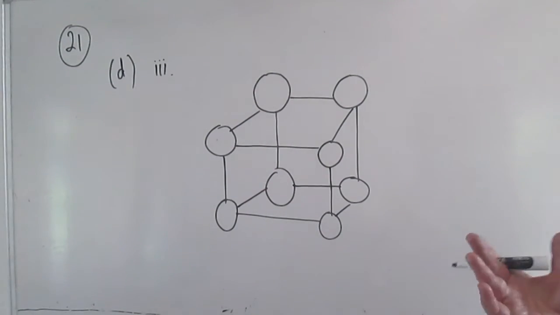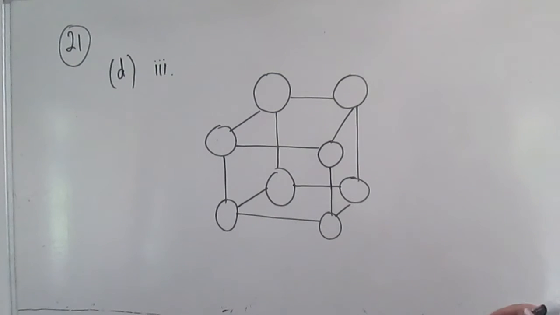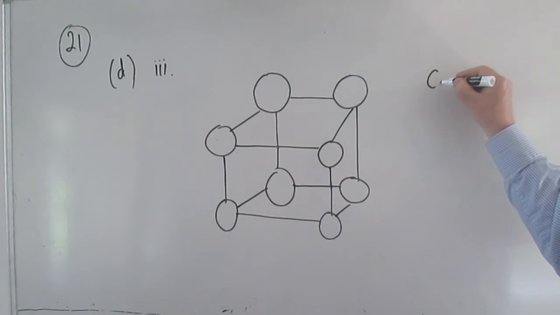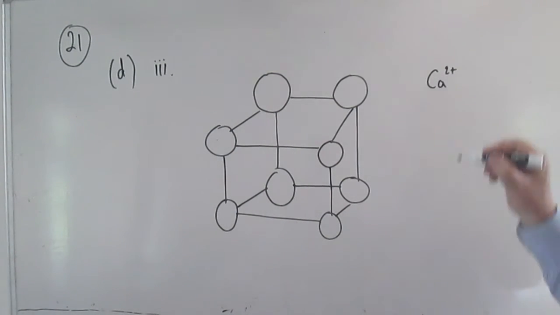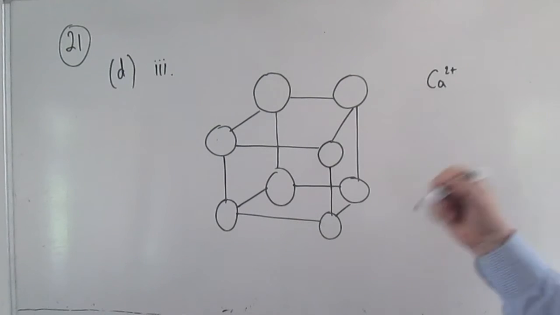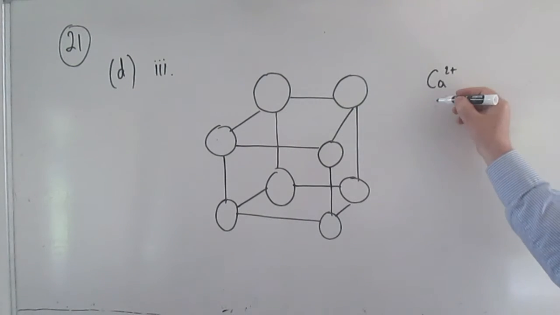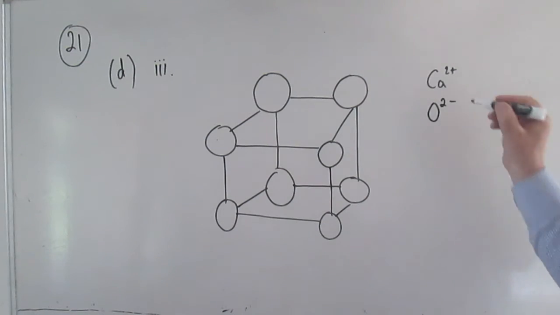So in part 3 it wants you to complete this little picture of calcium oxide. So calcium's in group 2, so it's Ca2+, and oxygen's in group 6, so 6 outer electrons, it will gain 2 more to give you 8, and therefore it will be 2 minus.